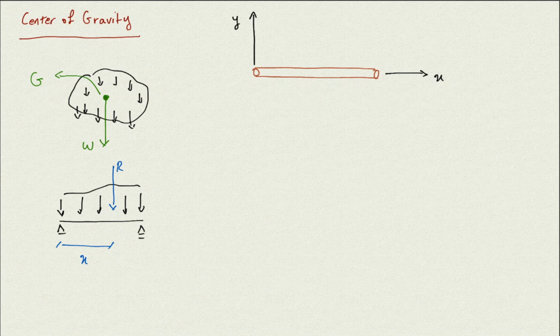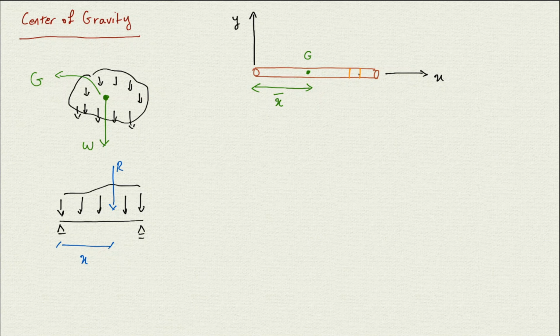Now, assume the center of gravity for that rod is located somewhere that we don't know, at a distance we will call x bar. And then assume we have a small element somewhere on that rod, like that.